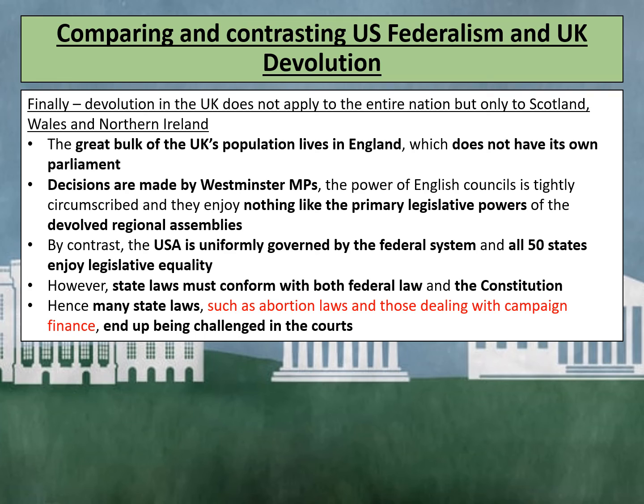Finally, devolution in the UK does not apply to the entire nation, but only to Scotland, Wales, and Northern Ireland. The great bulk of the UK's population lives in England, which does not have its own parliament. Decisions are made by Westminster MPs, the power of English councils is tightly circumscribed, and they enjoy nothing like the primary legislative powers of the devolved regional assemblies. By contrast, the US is uniformly governed by the federal system, and all 50 states enjoy legislative equality. However, states must conform with both federal law and the Constitution. Hence, many state laws, such as abortion and those dealing with campaign finance, end up being challenged in the courts.